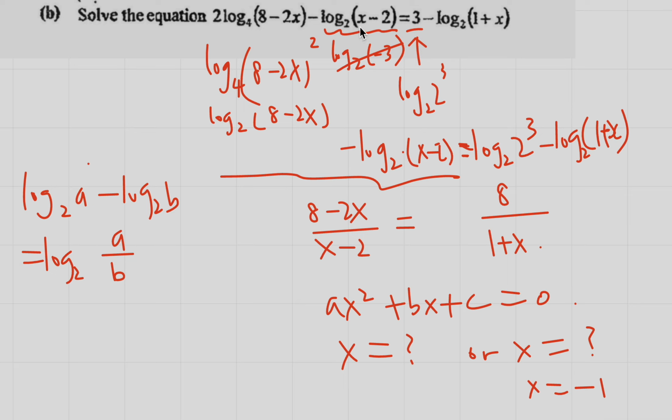So you need to reject this value if it invalidates one of the terms. Are you clear? So you need to be cautious. Once you get the value of x, you need to put it back into this equation to see whether it will invalidate the equation or not. If it invalidates one of the terms, that means it invalidates the equation, then you have to reject the value. If not, you have to accept both. Are you clear? Okay, so that's the way to do it. Okay, let's move on.